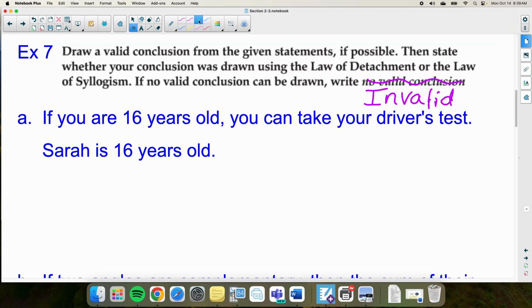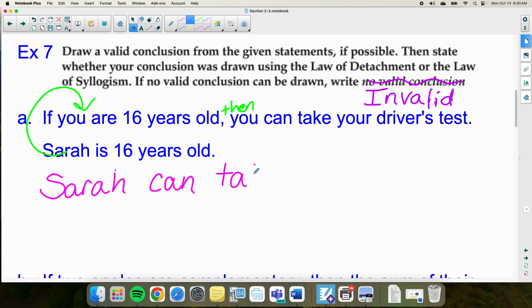Okay, so when you guys look at this one, the first one's in if-then form. There really should be a then right here, but it is. Now, do you guys get this is a partial statement? It's not an if-then form. So that tells you this can't be law of syllogism. It can only be law of detachment. With law of detachment, this has to refer back to the beginning, which it does. So what would our conclusion be then? Sarah can take her driver's test, yes. So Sarah can take her driver's test.